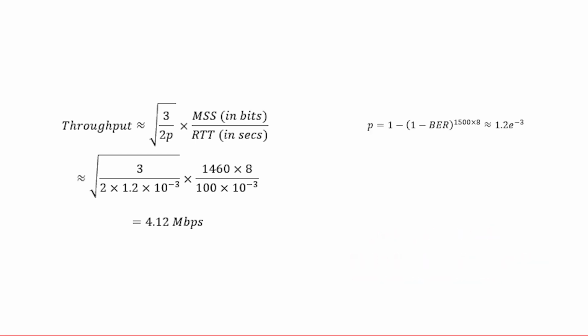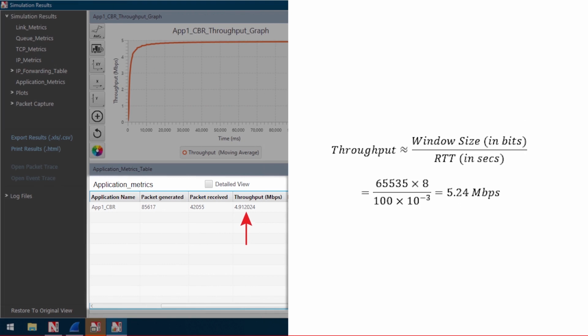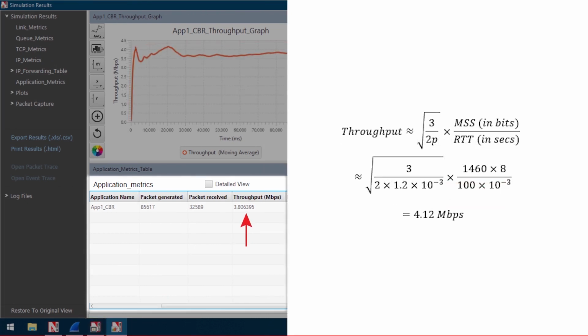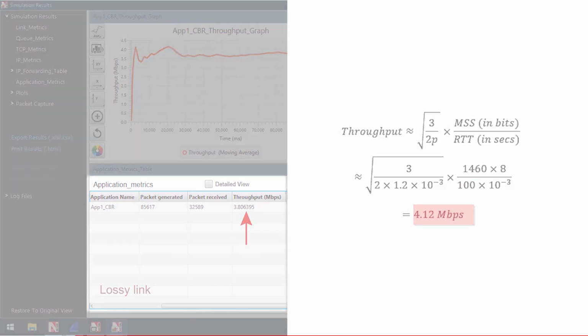The packet error rate P can be computed from the bit error rate and physical layer packet length as shown on the screen. We note that the observed long-term average throughput for a lossless link is approximately equal to the computed value. Similarly, the observed long-term average throughput for a lossy link is also approximately equal to the computed value.